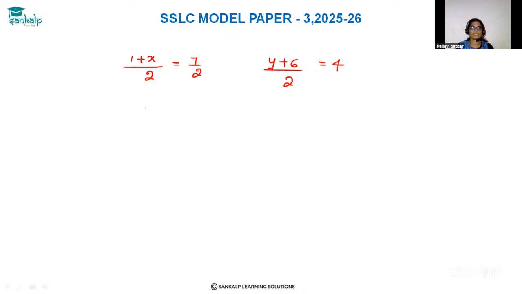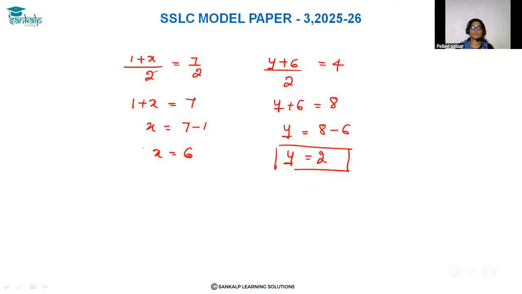So simplify this. So 2 gets cancelled. So 1 plus x is equal to 7. So x is equal to 7 minus 1. So x is equal to 6. So here y plus 6 is equal to 4 2s are 8. So y is equal to 8 minus 6. So y is equal to 2. Okay. So the values are x is equal to 6 and y is equal to 2.